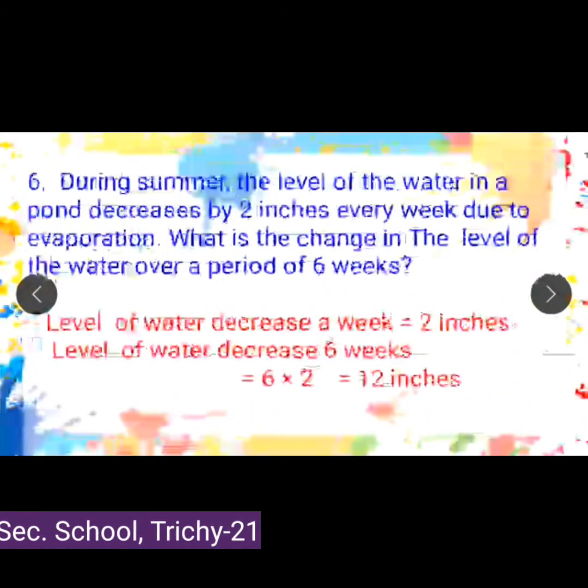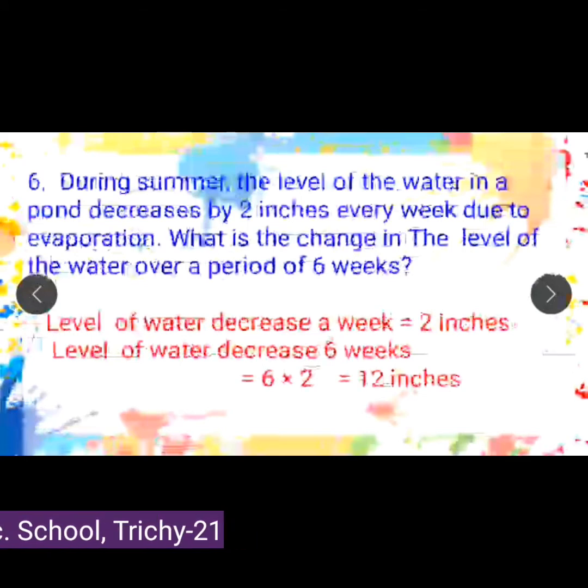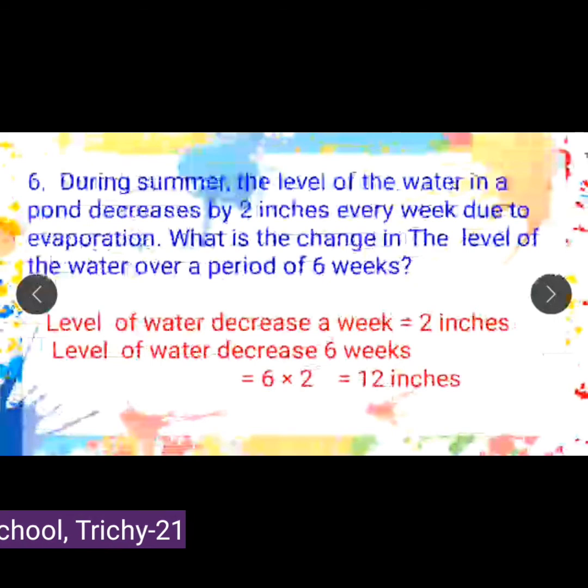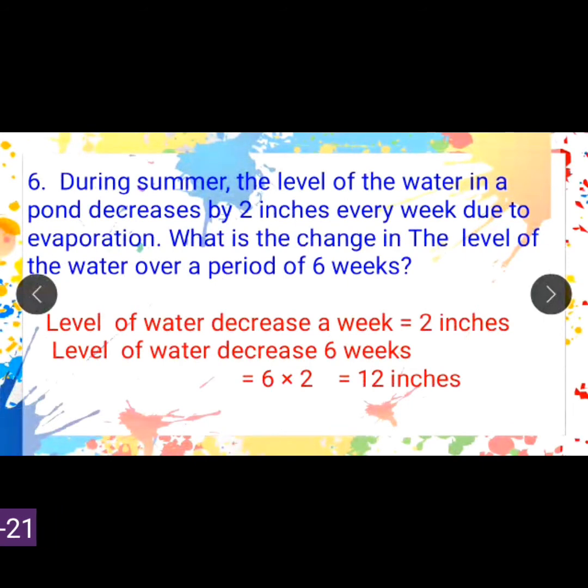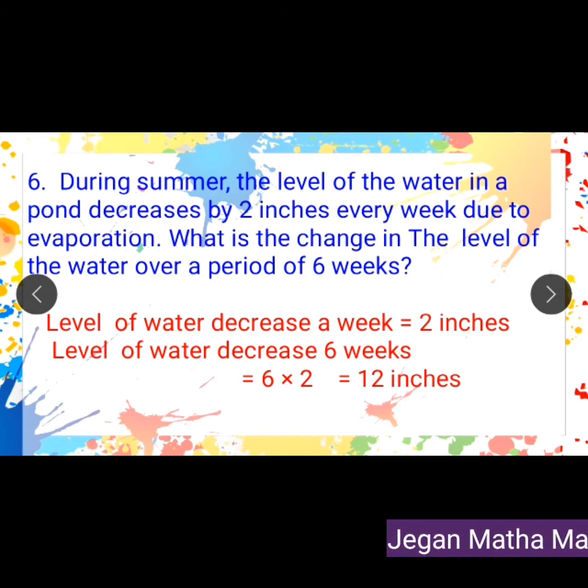Sixth sum. During summer, the level of the water in a pond decreases by 2 inches every week due to evaporation. What is the change in the level of the water over a period of 6 weeks? Level of water decrease a week equal to 2 inches. So, we can find what is the level of water decrease for 6 weeks. 6 into 2 equal to 12 inches. So, after 6 weeks, the level of water decreases equal to 6 into 2 equal to 12 inches.